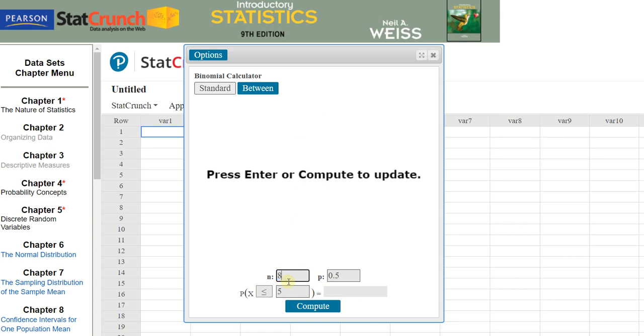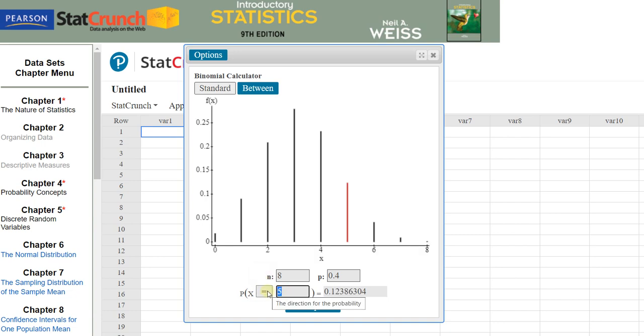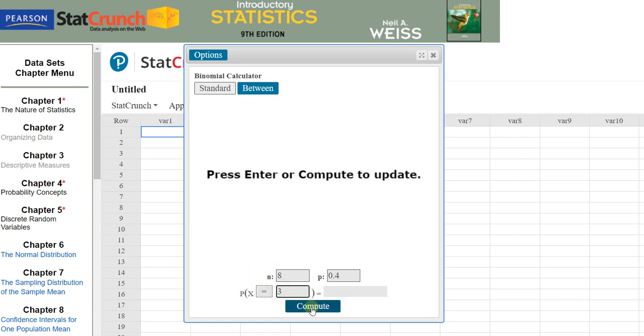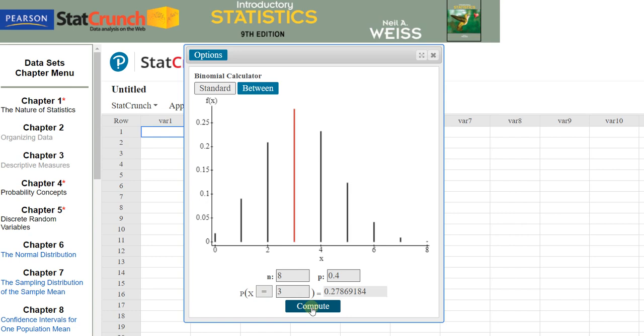So I'm just going to punch in 8 and change that to 0.4. Now down here, let's do part A at the same time. StatCrunch calls the variable x, your book called it y, no problem. We want to find the probability of exactly 3, right? Compute, and there you have it.